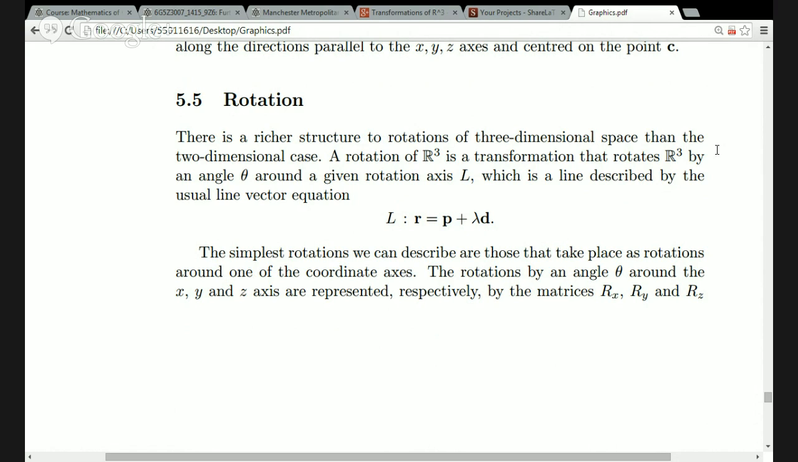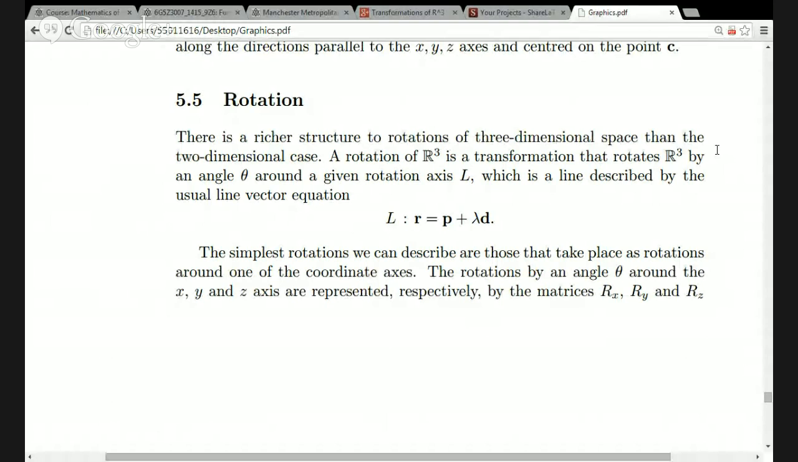Now, in general, that line could be any line in 3 dimensions. So in general, the line would be described by the vector equation of a line that we've seen before. P is some fixed reference point on the line, and D is a direction vector for the line. This vector equation describes the position vectors R of any point on that line L. So P and D would be the data to specify L, and theta would be the rotation angle. That's the kind of data you need to set up a rotation.